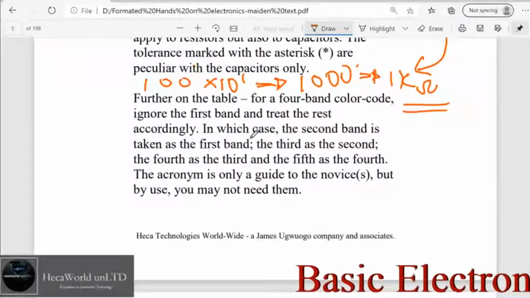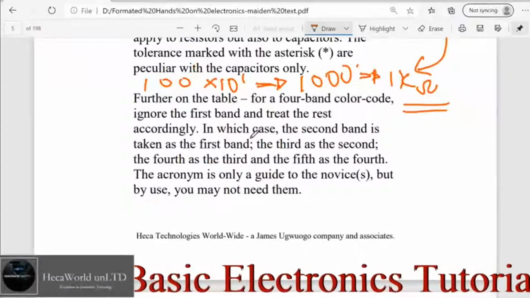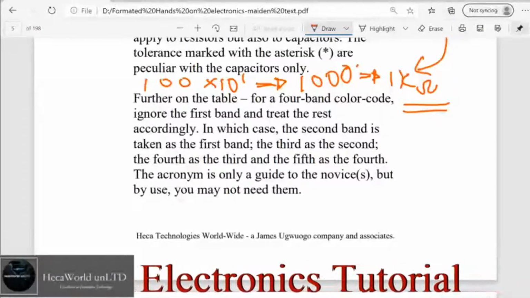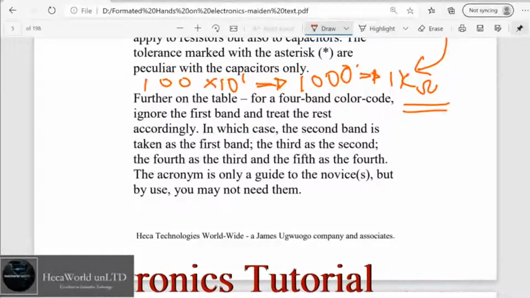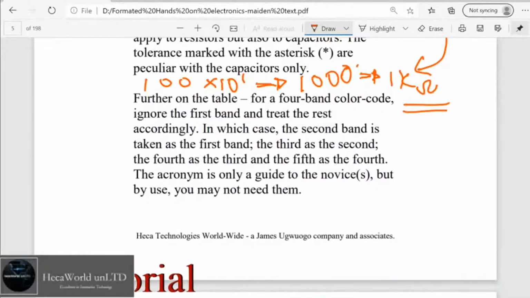Not really, many of the common ones that we use are not really 5 bands. Many of them are 4 bands. So if you are used to the 4-band resistor color codes, you might be screaming right now saying, no, it's wrong. So let's just walk through the 4-band resistor color code for a 1 kilo ohm resistor.